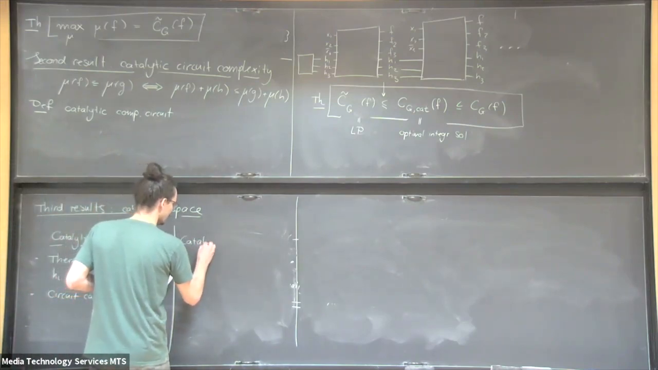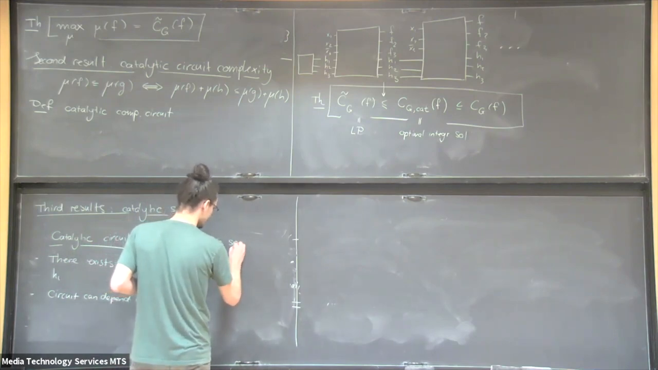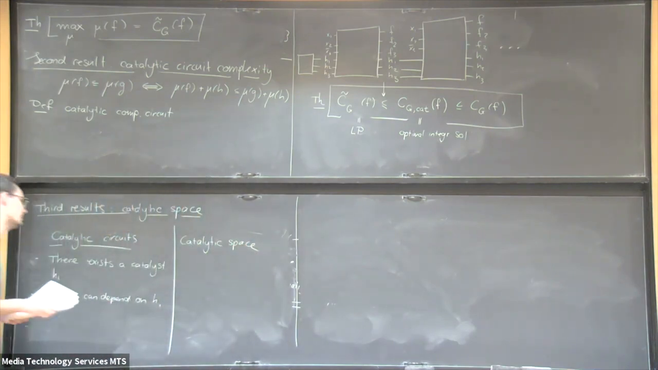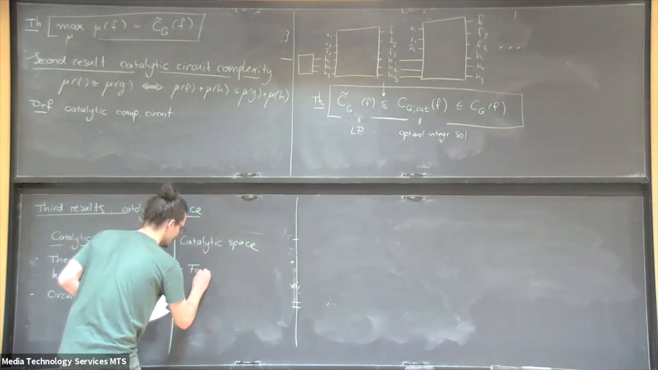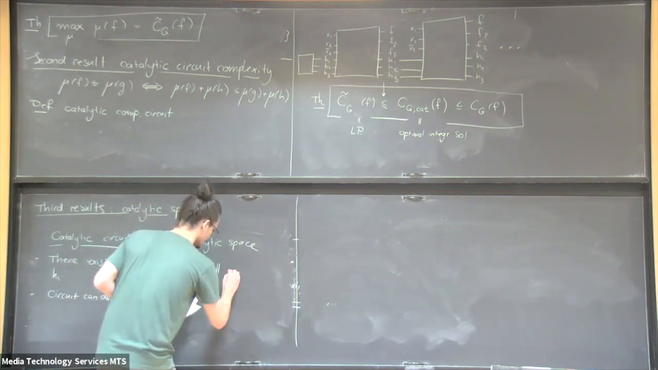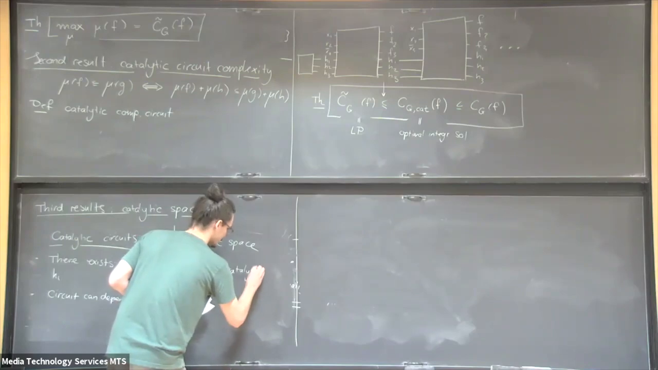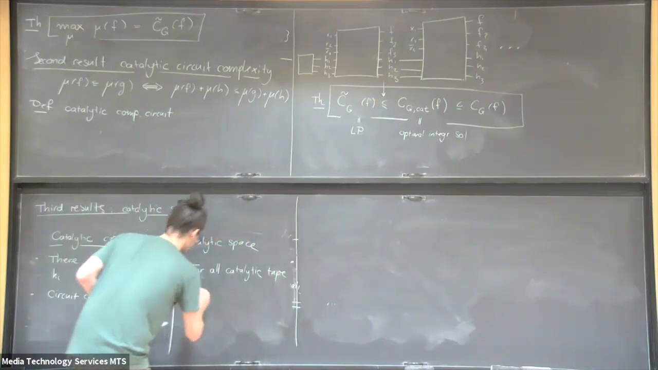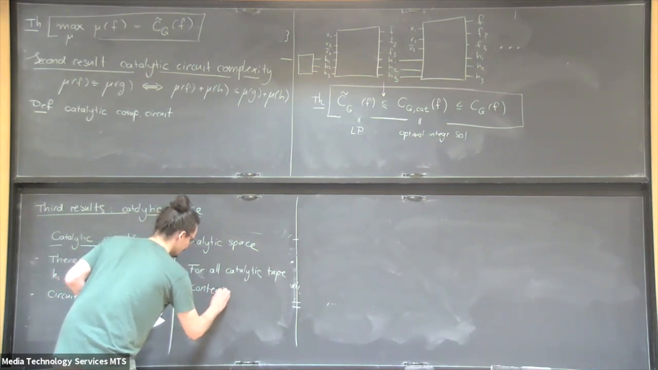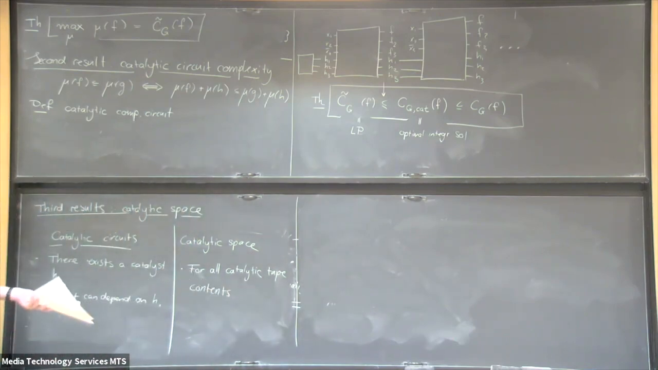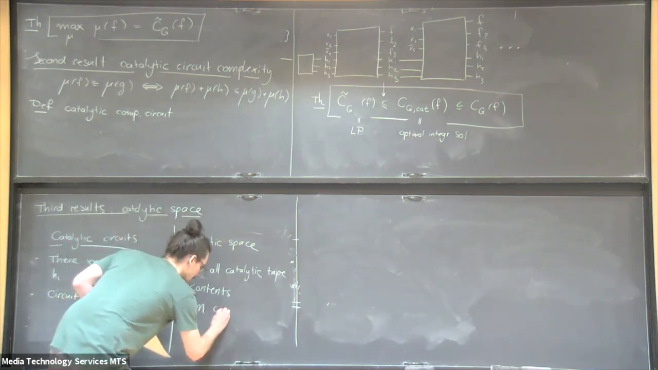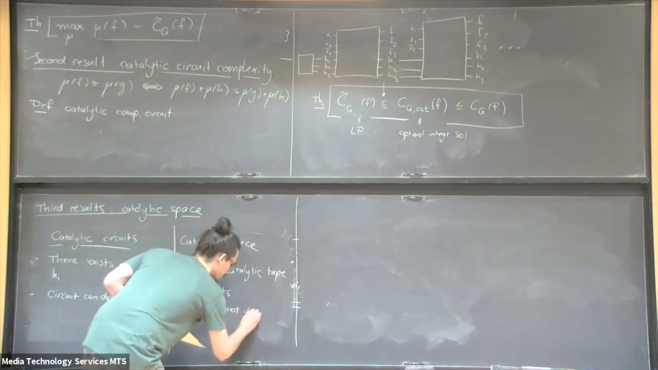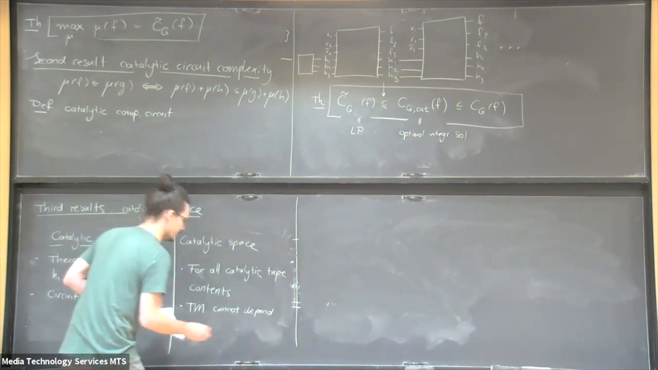I just wanted to write it down for catalytic space. In the model, you want your Turing machine to work for all catalytic tape contents. You're given the tape with some arbitrary content. Beforehand, you don't know what it's going to be, but your Turing machine always has to succeed. And this catalytic Turing machine cannot depend on the tape content.